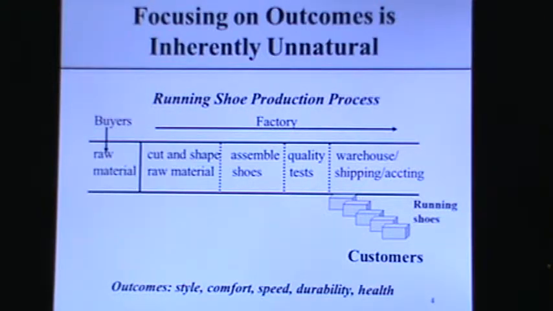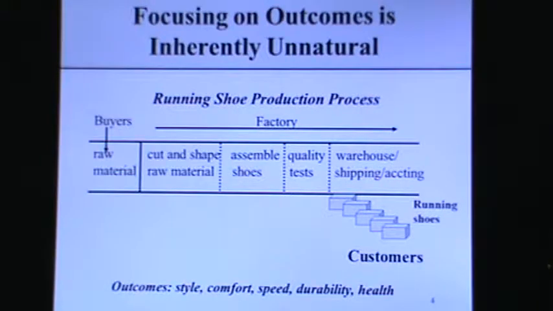Focusing on outcomes is inherently unnatural inside of organizations. And I usually use this diagram. It shows a running shoe production process in a factory. And if you can imagine the supervisor of raw material and buyers having performance measures, they're going to measure things like, did we get high quality raw material? Did we get it at a good price?